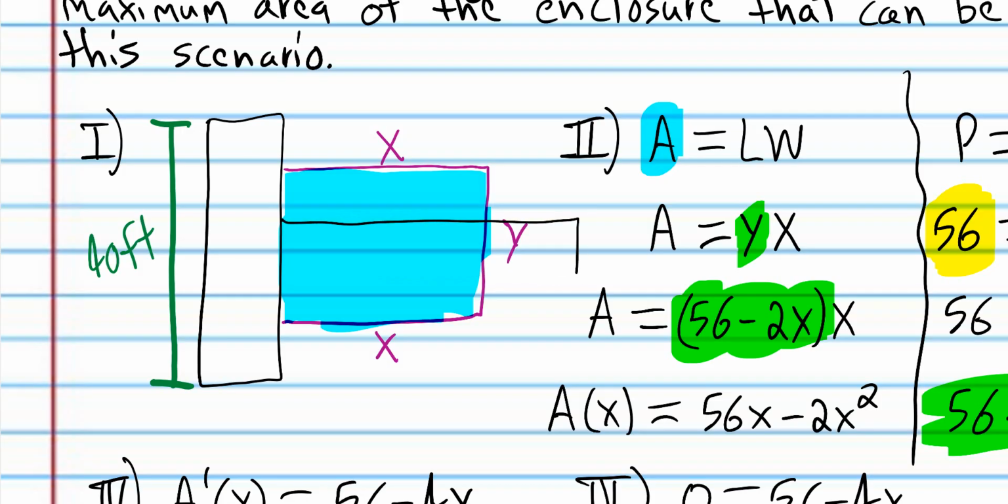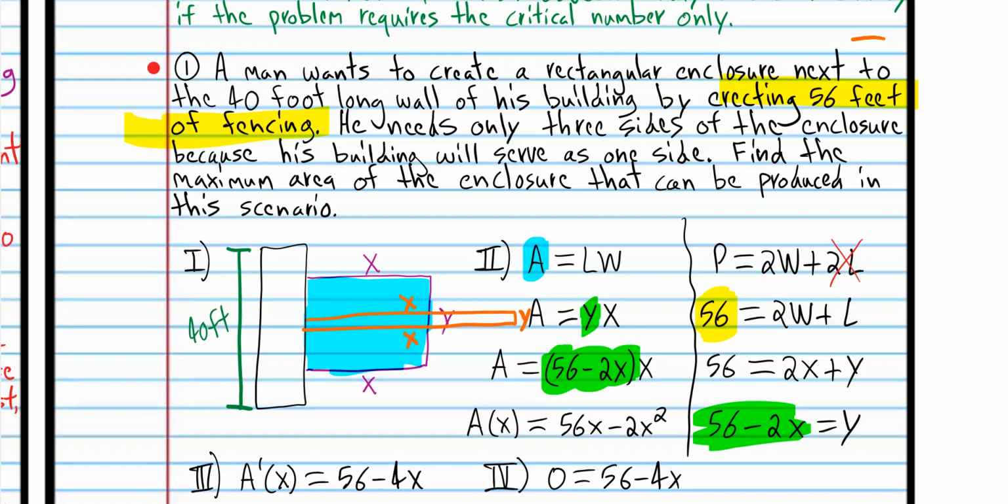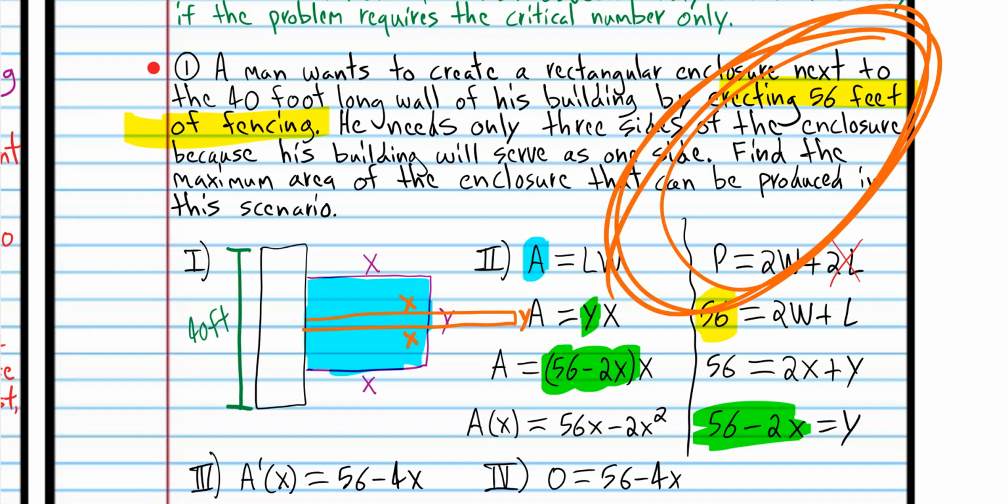Remember, you only have so much fencing. So if you change y, then x has to change. If you make y smaller, then x would have to get bigger, right? If you make y really, really, really small, then you might have something like that. So this would be x, and this would be y. So x is getting bigger as y is getting smaller. And the reason for that is you're definitely going to use 56 feet of fencing.